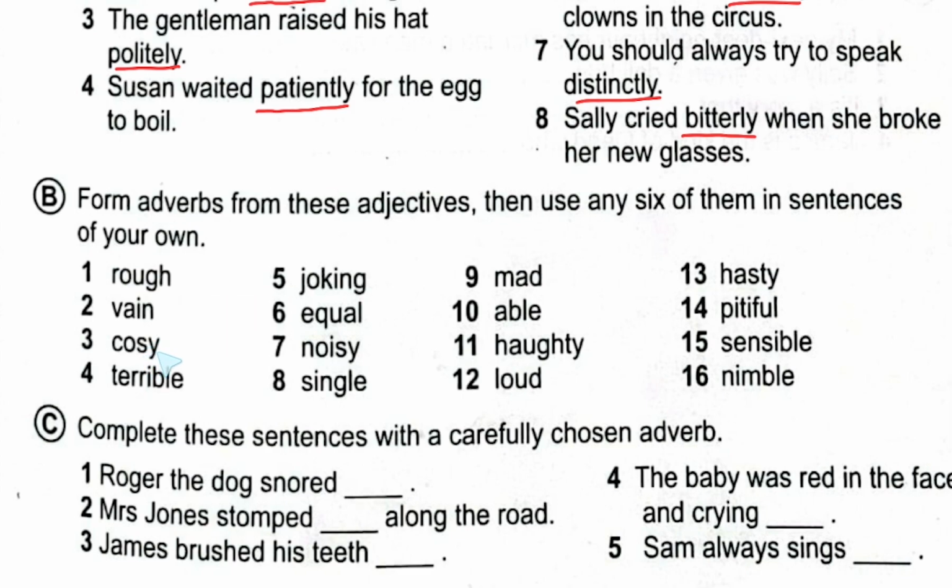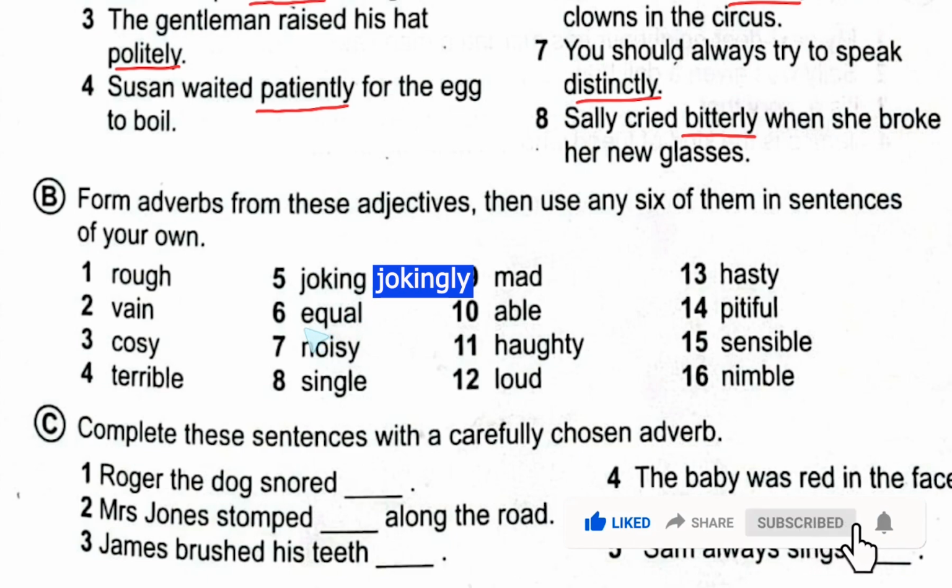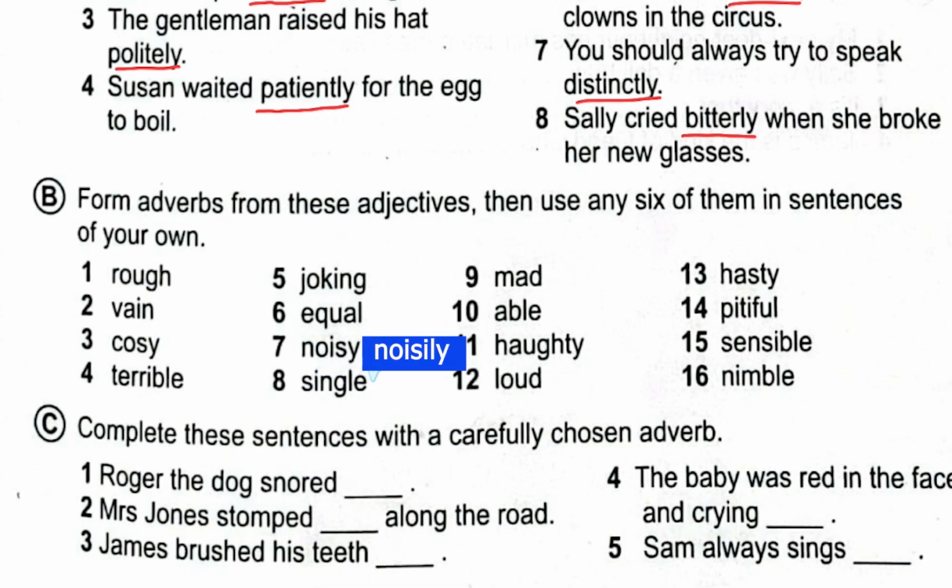Cozy, we will drop y and we will add ly. That means it will be cozily. Terrible, terribly, we will drop e. 5 number, joking, it will be jokingly, ly we will add. 6, equal, equally. Noisy, noisily, we will make y into i. 8 number, single, singly. Mad, madly.